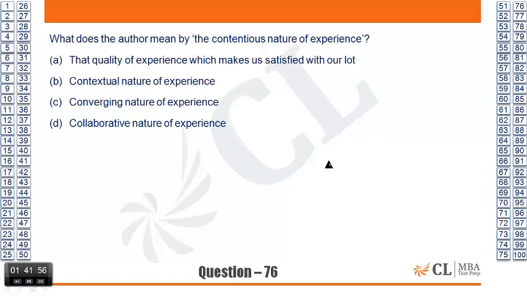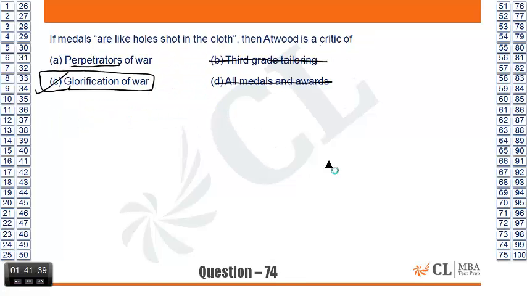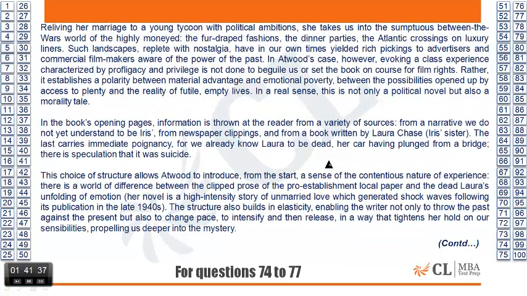76. Most of the time, this mark for review is useless because I'm not going to come back. The central theme of Atwood novels: potential effects of female subjugation. Presence of past working the present. I think that this is fine.